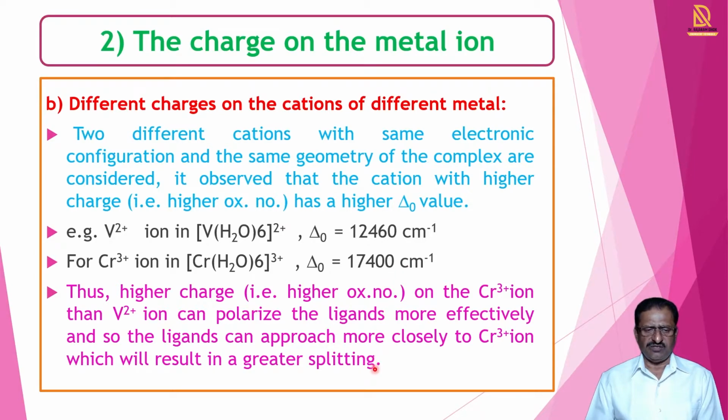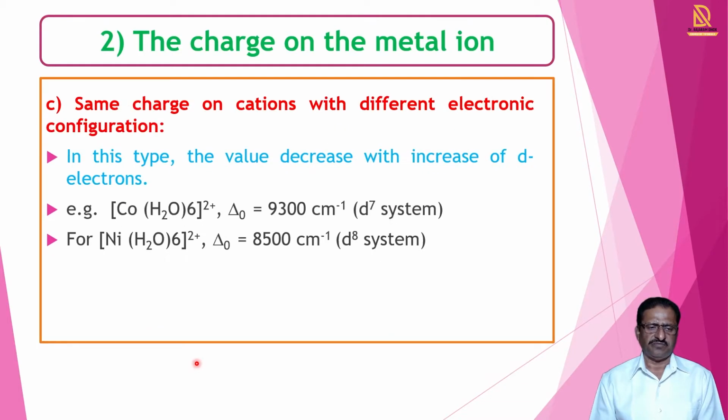In this case, the higher charge on the chromium ion than on the 2 plus ion can polarize the ligand more effectively, and so the ligands can approach more closely to the chromium 3 plus, which results in greater splitting and it forms stronger complexes. And so chromium 3 plus forms stronger complexes than the 2 plus ion. Here the metals are different and the charges are different.